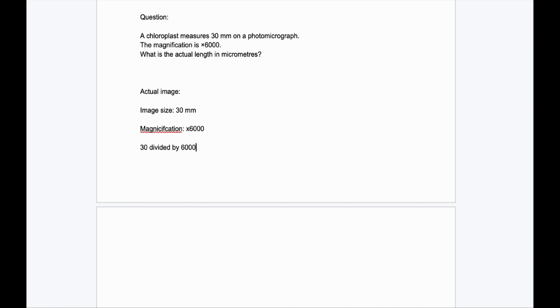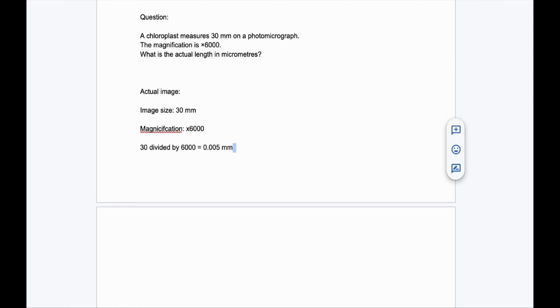So the answer is 0.005. However, this is in millimeters. They're asking for micrometers. How do we convert? So before we go back and look, let's just think from our memory. Do you remember how to do it? We're going from millimeters, which is largest, to micrometers, which is the middle. Remember the one with the weird upside down H symbol.